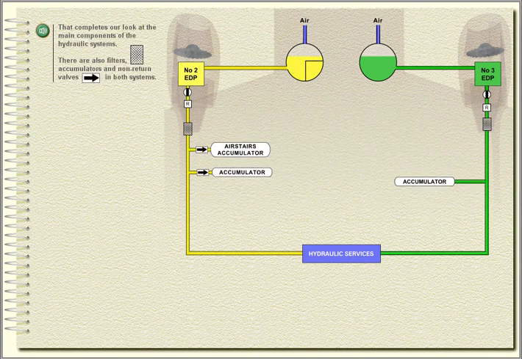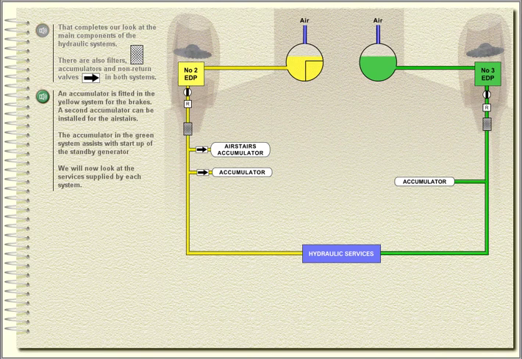That completes our look at the main components of the hydraulic systems. There are also filters, accumulators, and non-return valves in both systems. An accumulator is fitted in the yellow system for the brakes. A second accumulator can be installed for the air stairs. The accumulator in the green system assists with start-up of the standby generator. We will now look at the services supplied by each system.